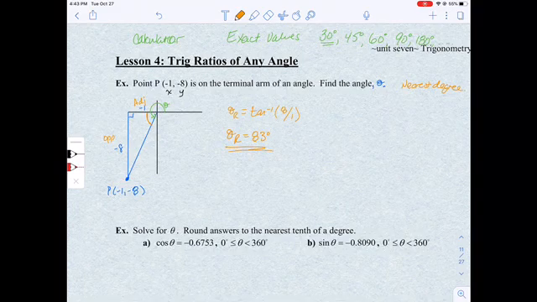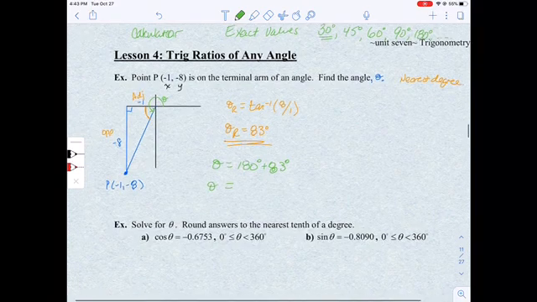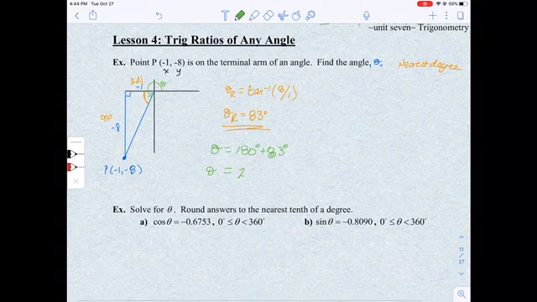We want theta, so therefore theta itself will be 180 plus 83. And I should always remember to put those degree symbols. Sometimes I can get lazy about that, which is bad. So please don't do that, or I'm going to dock you marks on your test. Haha. Do as I say, not as I do. So theta would be 263 degrees.